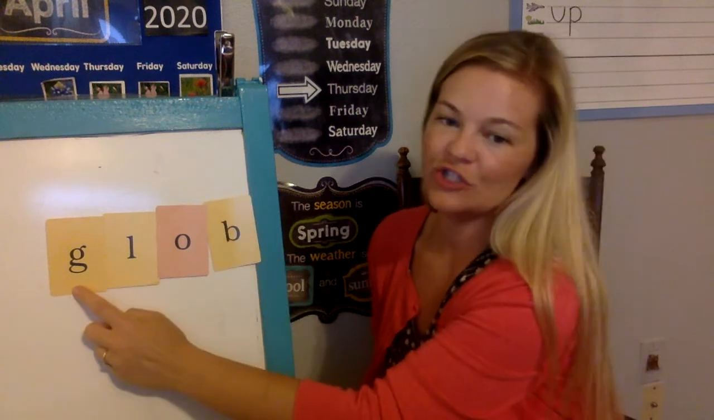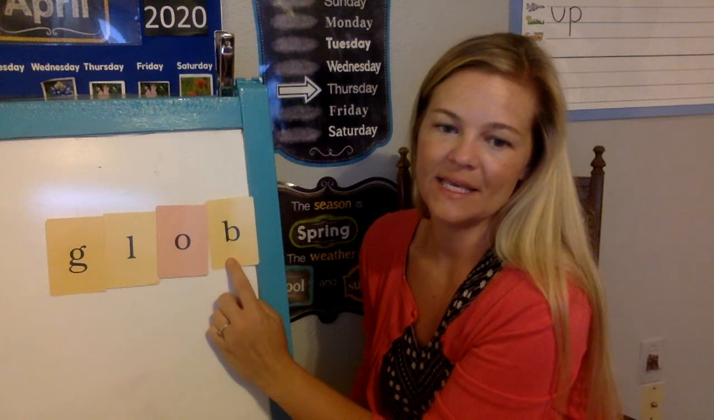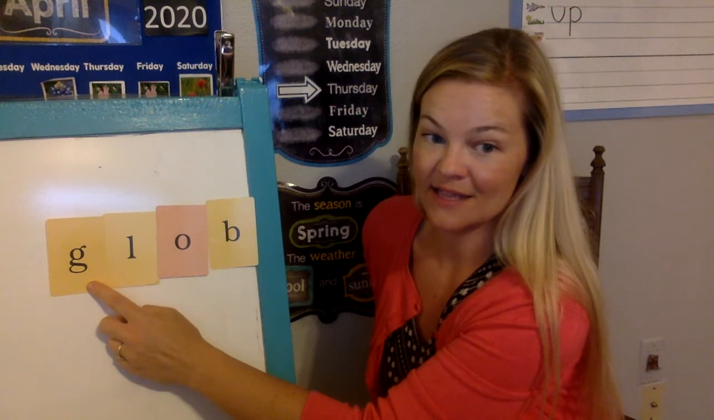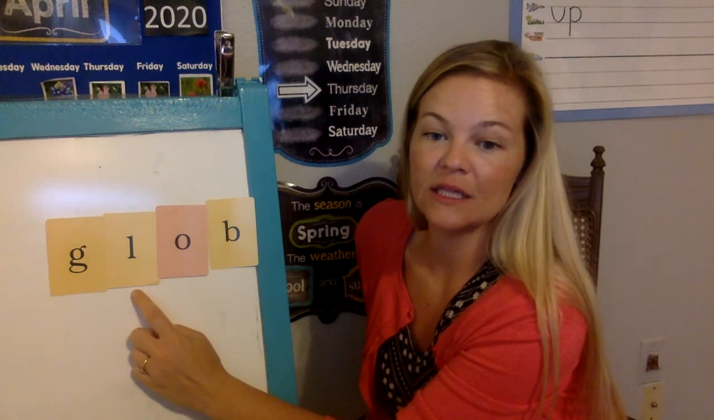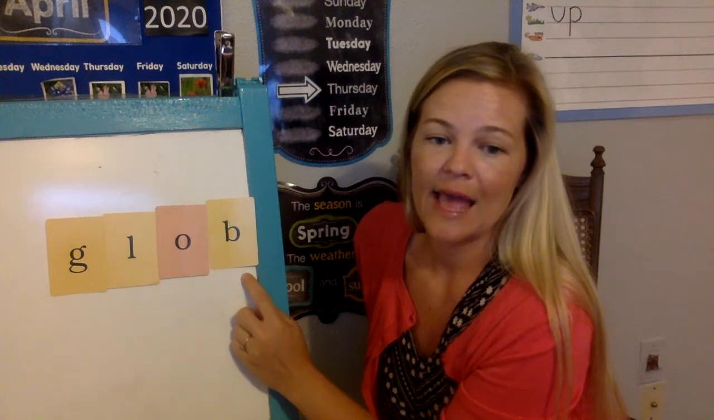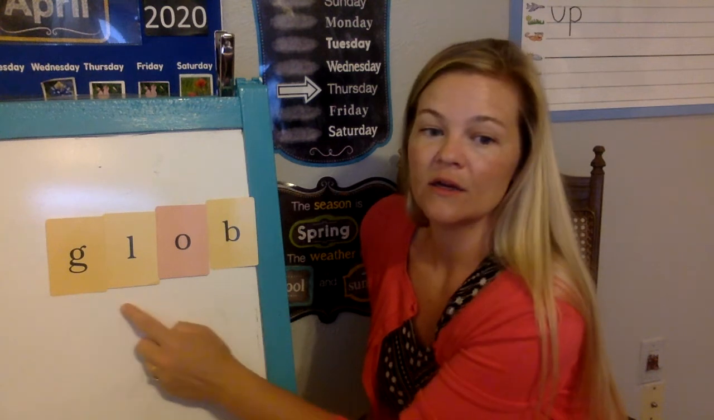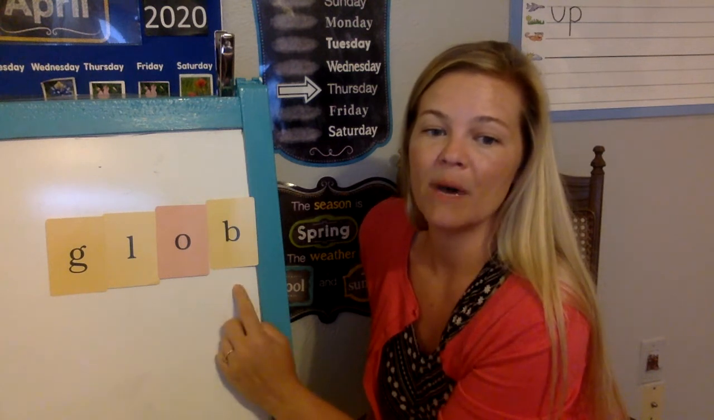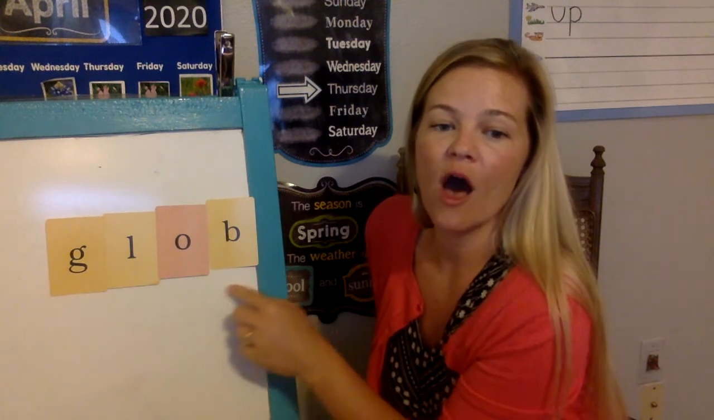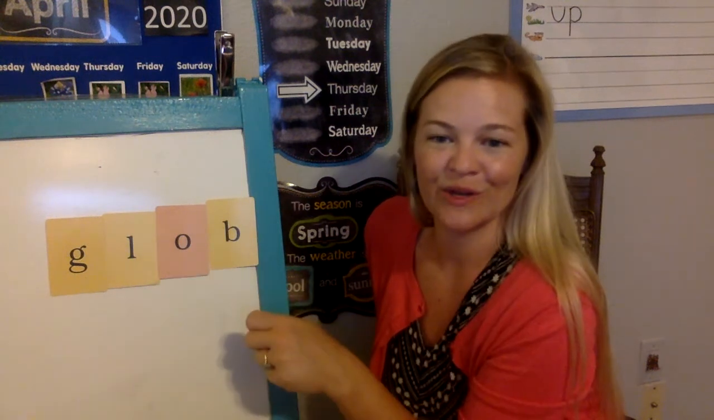Now we have G, L, O, B. Let's see. G makes a G sound. L makes an L sound. O makes an ah sound, and B makes a B sound. So let's sound it out. G, L, ob. G, L, ob. Glob. Glob. Like I put a glob of mashed potatoes on your plate.